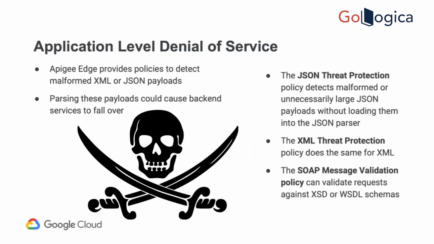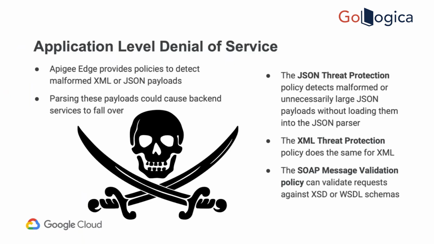Next is the application level DOS attack. In APG Edge, we have the policy to detect if someone is sending a malformed XML or malformed JSON payload. Sometimes people might try to deliberately manipulate the JSON structure. For example, you are only asking for 5 fields, they might send 50 fields and a lot of garbage fields, garbage values. If you are expecting a string, they might send an array. If you're expecting a boolean, they might send a string. They manipulate the data type or structure of the JSON payload or XML payload.